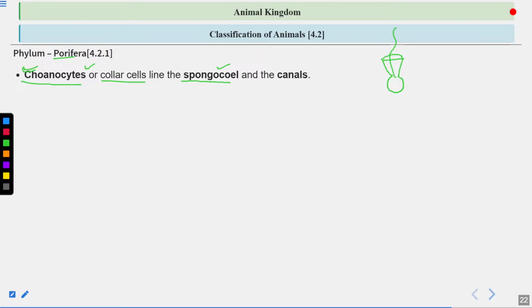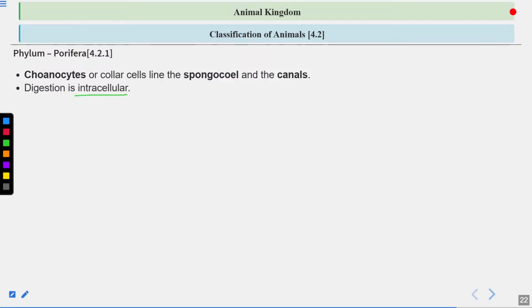This is the collar. Okay, these are the collar cells. And they are present in the lining of the spongocoel cavity. So they can capture the food material, they can take out the waste material from that, right?